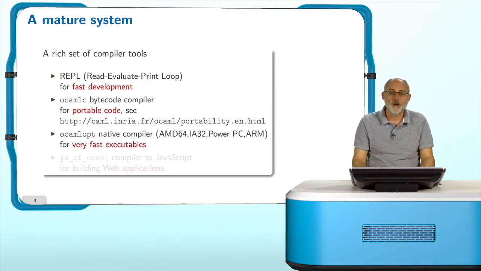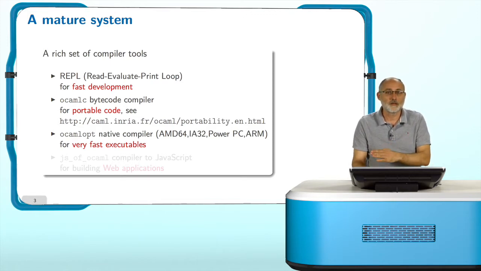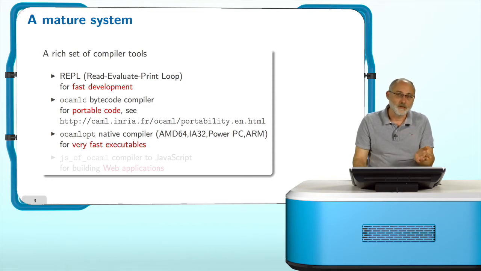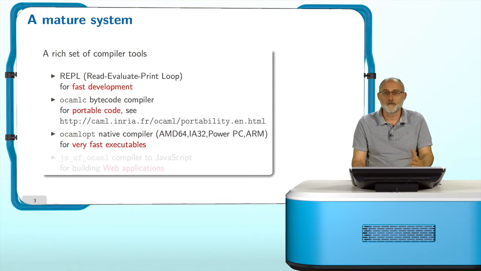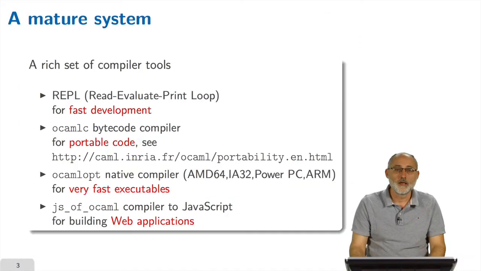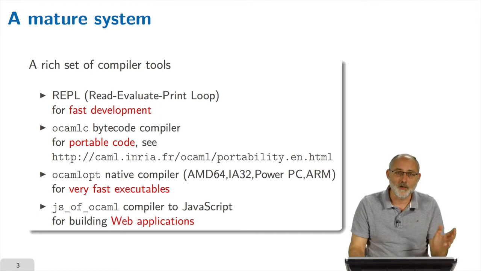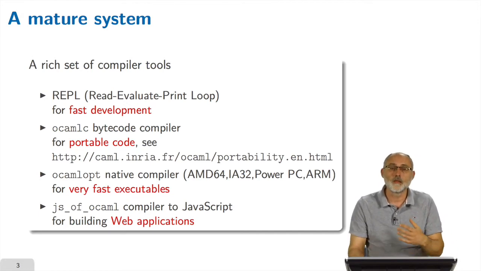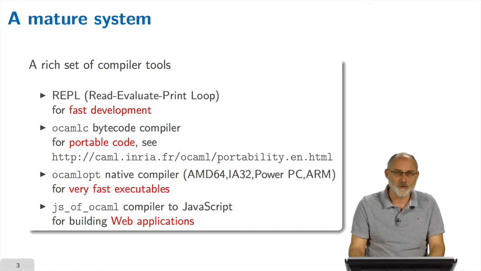And then you have the ocamlopt series of native compilers that can target different architectures, typically x86 architectures, 64 or 32 bits, PowerPC, different variants or flavors of ARM, and then you get very fast executables, much faster than the bytecode compiler. Of course, you lose portability in that case. And then finally, the last member of the family, js_of_ocaml, that's a revolutionary compiler that compiles OCaml code into JavaScript directly, and that's fundamental for building web applications.